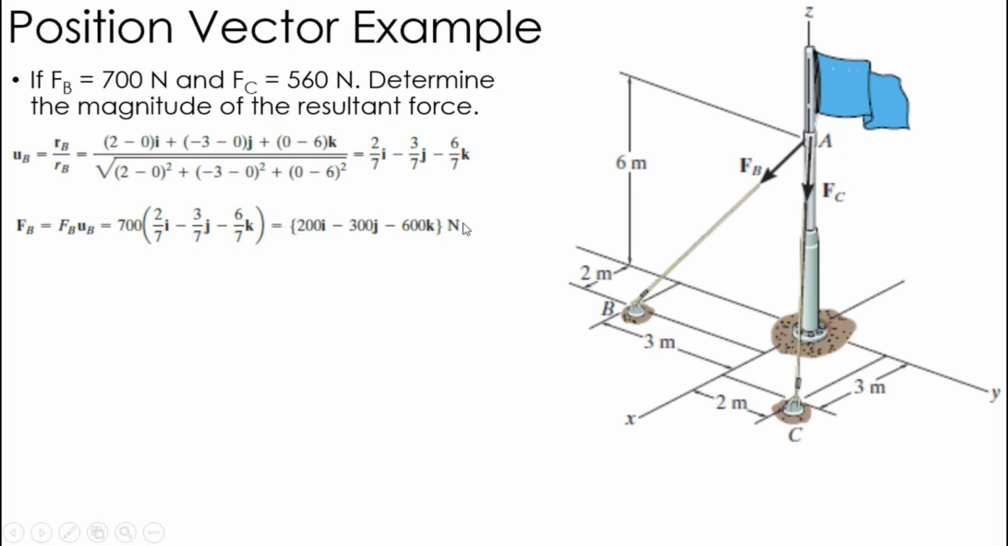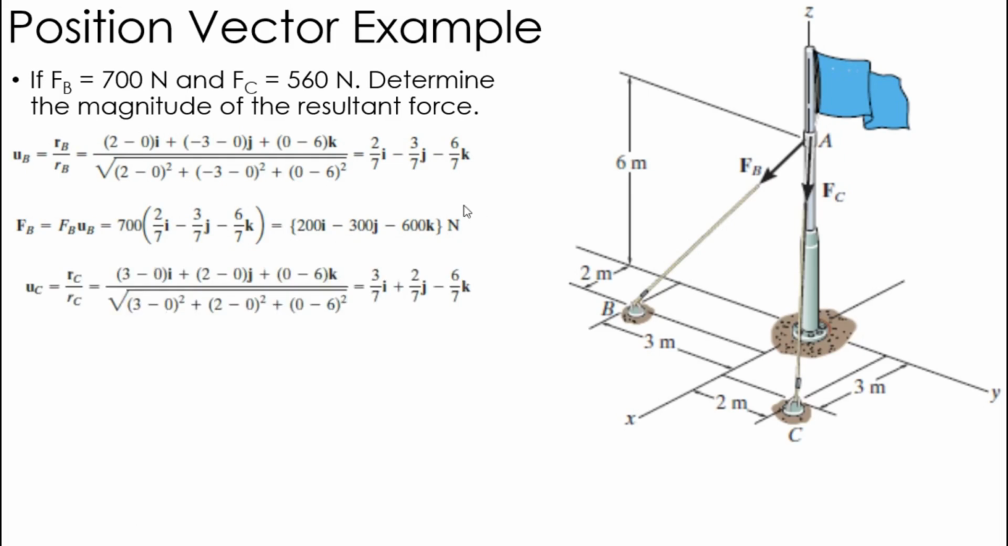So I'll do the same thing for C there. Moving in the x direction, I move 3, going from 0 to 3. In the y direction, I move 2, in the positive direction from 0 to 2. And then in the k direction, I again move negative 6. So I get 3, 2, minus 6 for my x, y, z components.